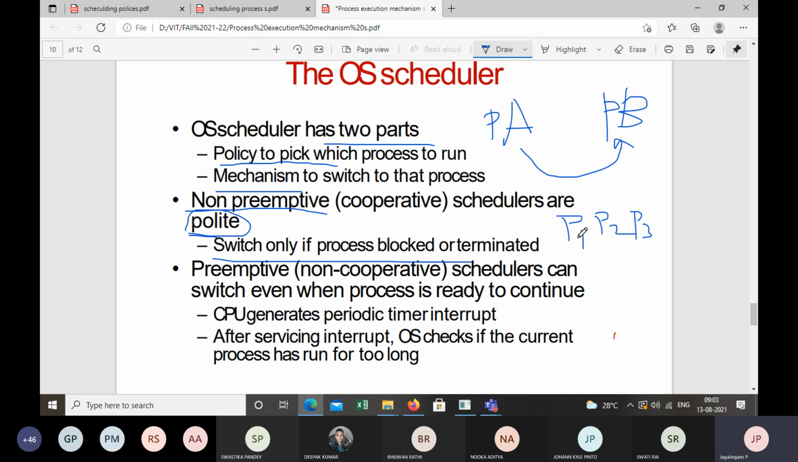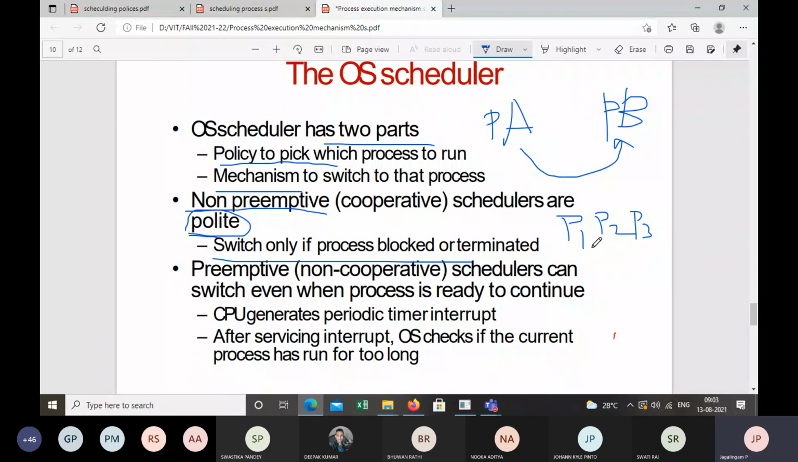Okay, so you have multiple processes P1, P2, P3. Now, this scheduler, the non-preemptive scheduler, will switch the process only if the process cannot run. Got the point?